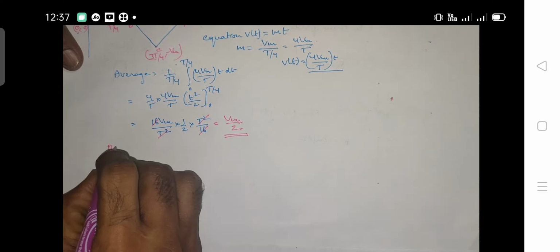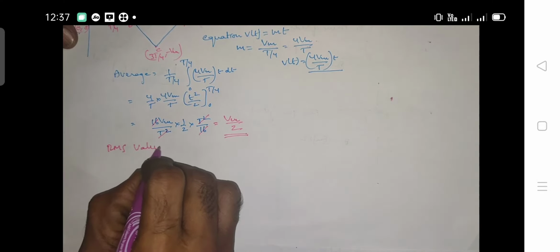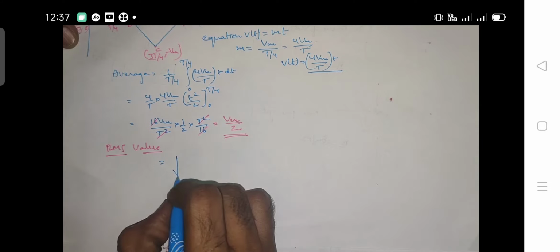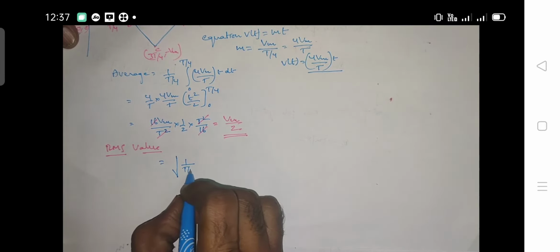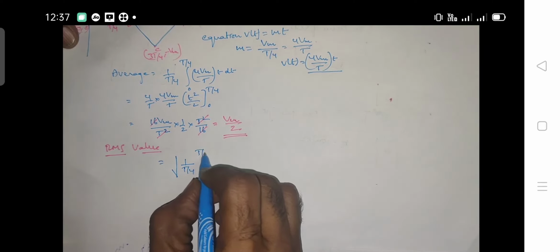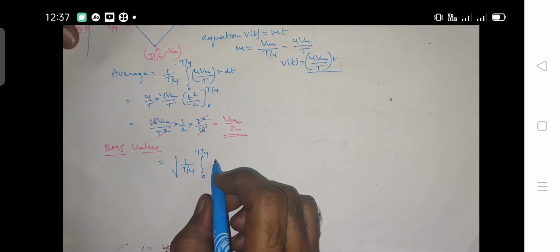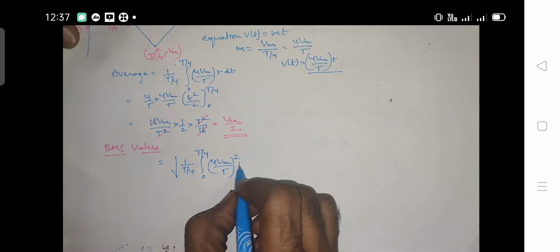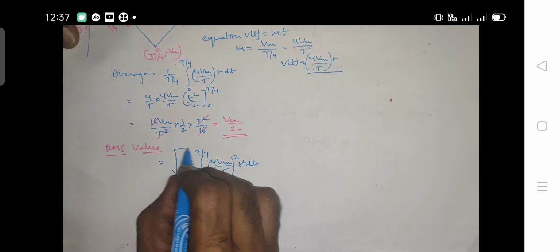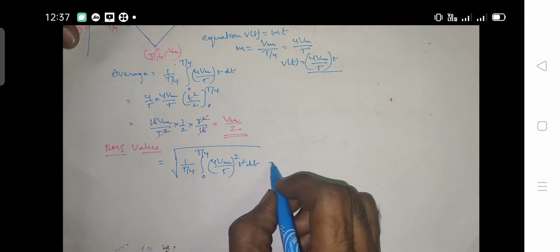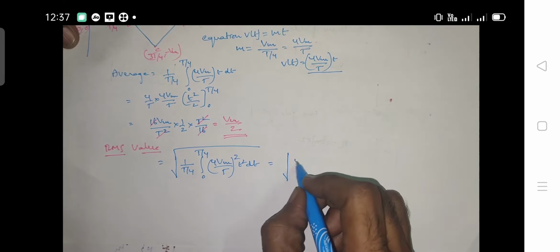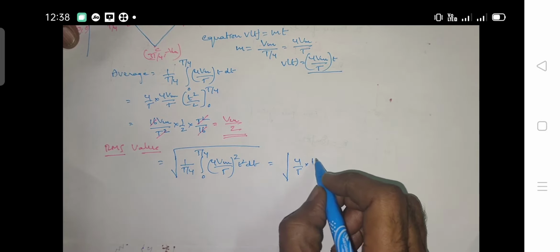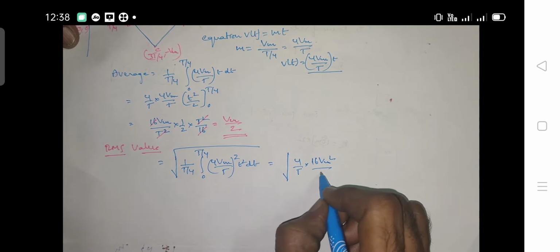The formula for finding out the RMS value is equal to the square root of 1 by T by 4 integral over 0 to T by 4. Here we have to consider v of t squared, so that implies (4 Vm by T) whole squared into t squared dt under the square root. So this is equal to the square root of 4 by T into 16 Vm squared by T squared, which you can take outside.